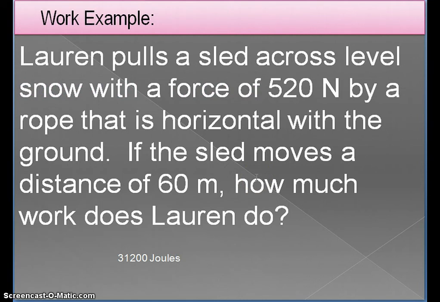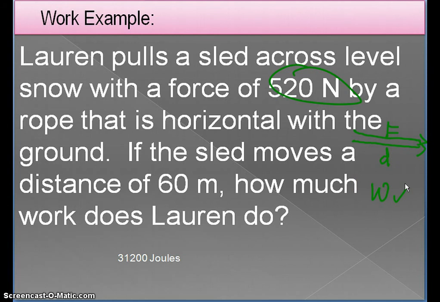So let's take an example. Here's a sled. She pulls the sled across the level snow with a force of 520 newtons. So there's our first given. She uses a rope that's horizontal with the ground. So that means if her displacement is this way, then the force that she's applying is also that way. That's important because that's the only way that you know that work is actually being done.